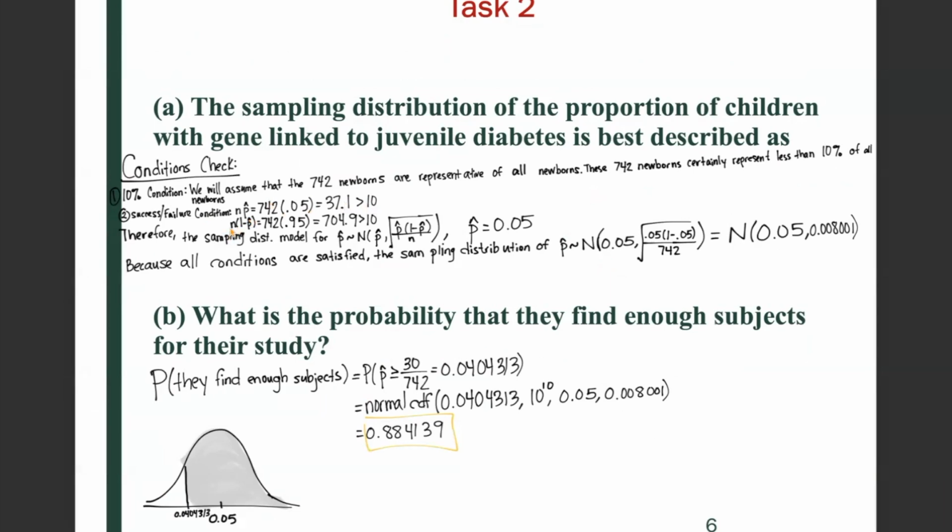And then n times the failure proportion.